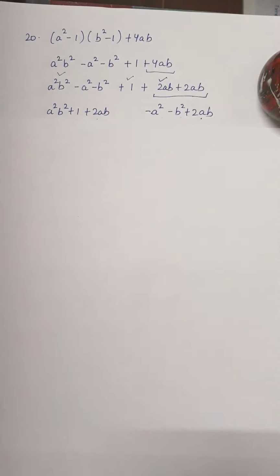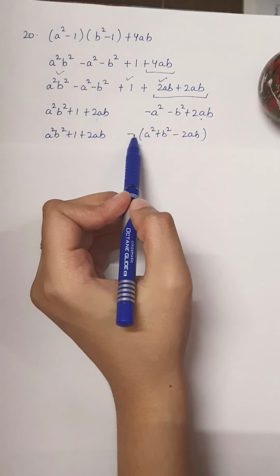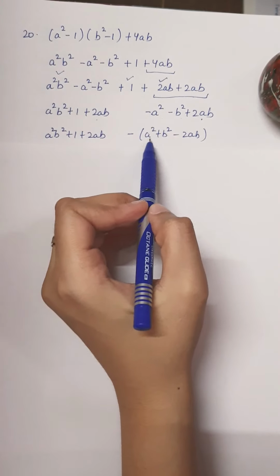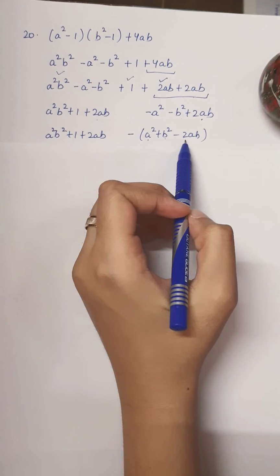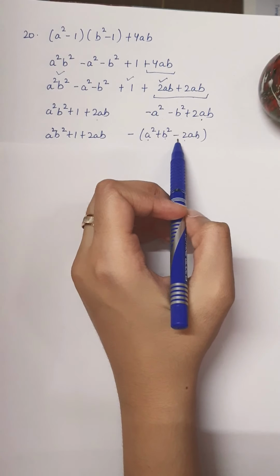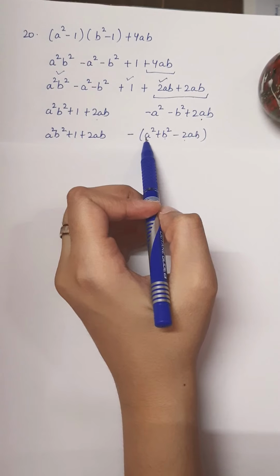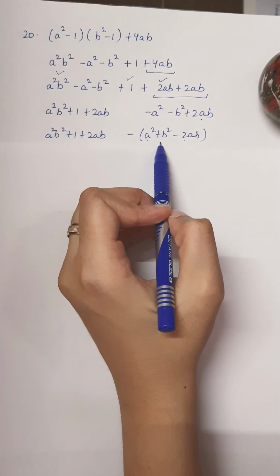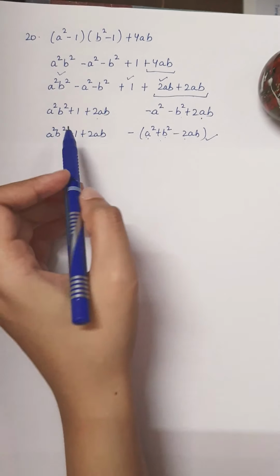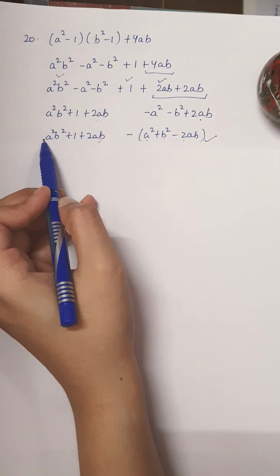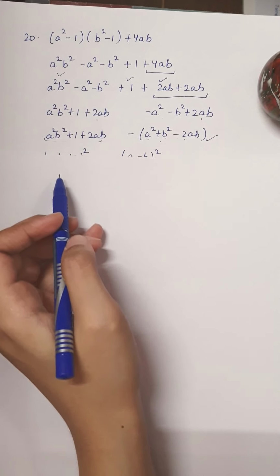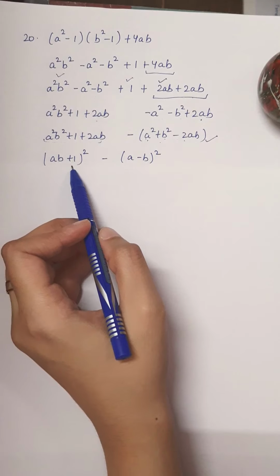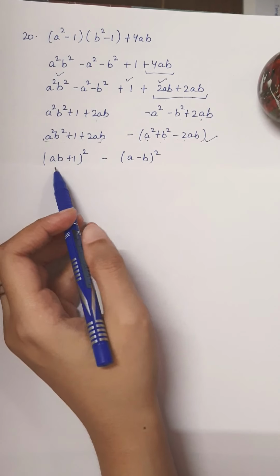common. So next, minus taken common, so inner signs change: a square, b square, and plus 2, minus, rest all plus. Now this simply is (a minus b) whole square, you all have judged. What about this? Isn't this (ab plus 1) whole square? Now you can check it back with the identity.